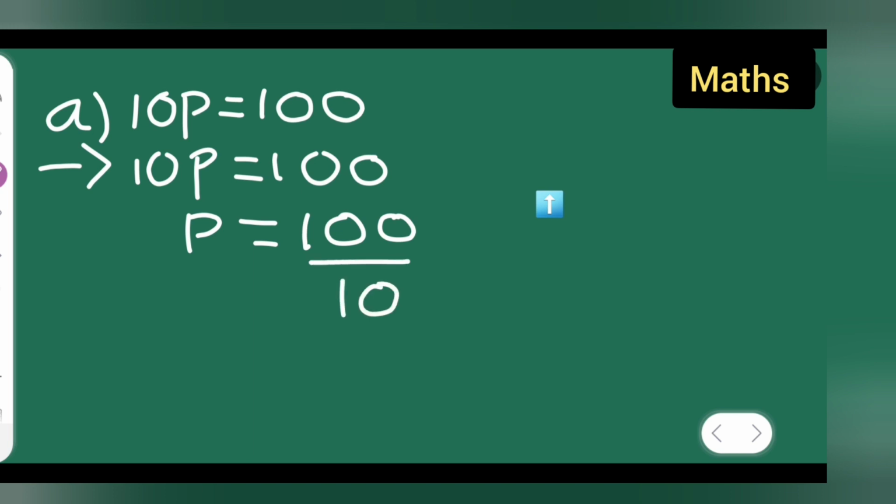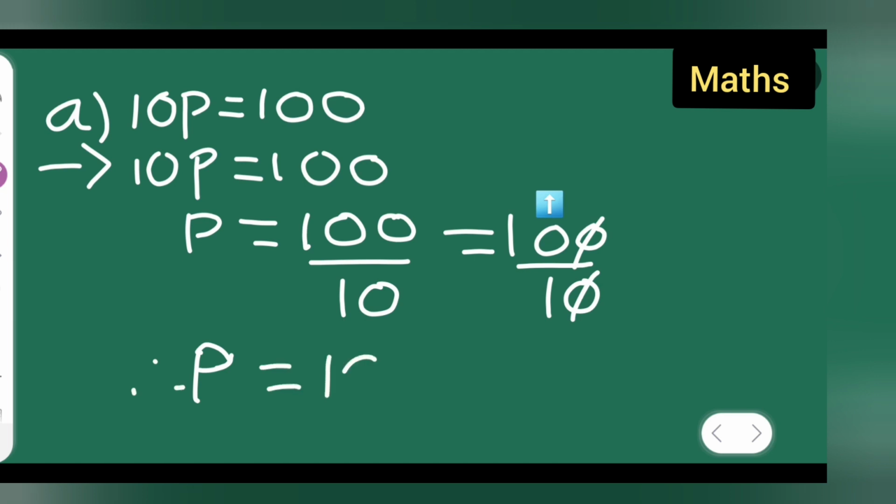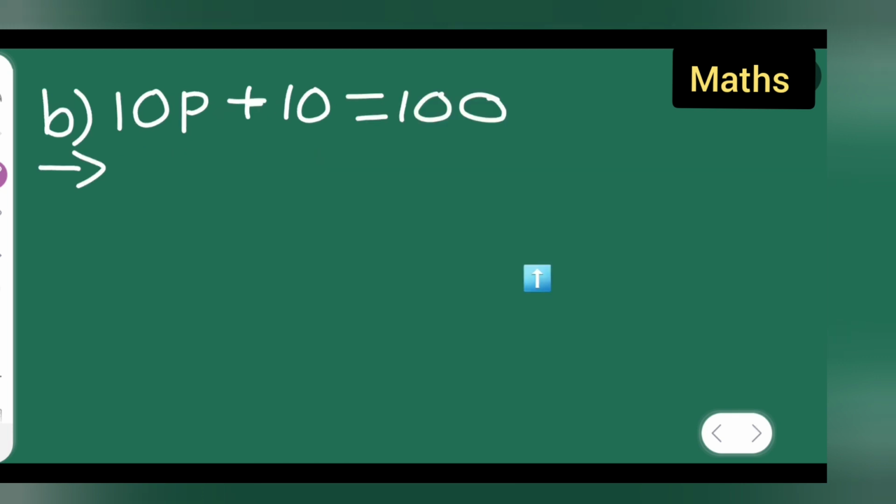So here in this case, your 100 upon 10 is there, right? So your 0 is going to get cancelled off. Okay. And finally what you all are left with? P. Therefore, P is equal to 10 is your answer. Next, moving further. Now take down the second one. 10P plus 10 is equal to 100.